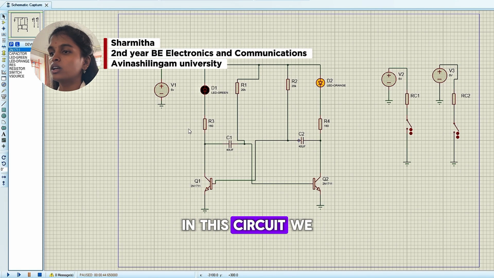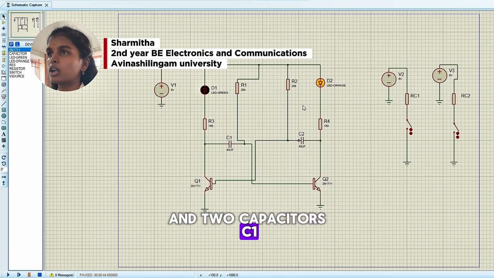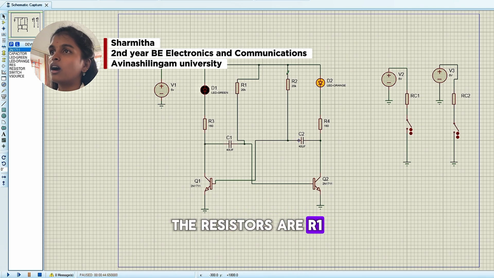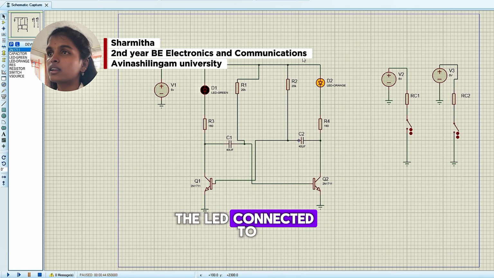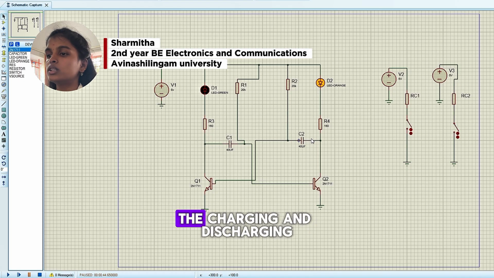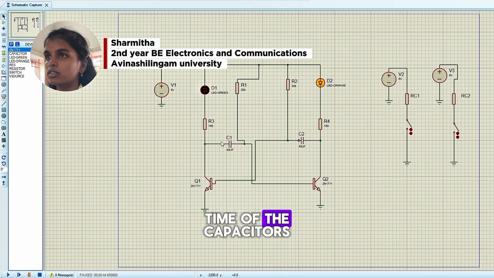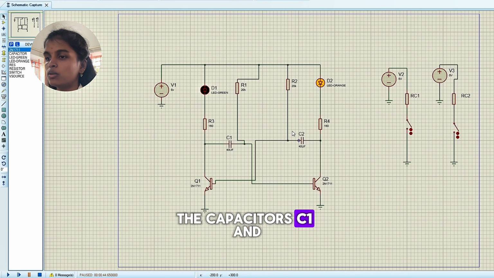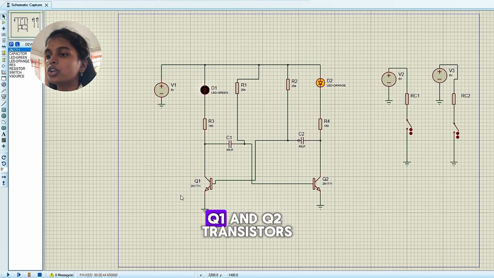In this circuit, we use two transistors Q1 and Q2 and two capacitors C1 and C2. The resistors are R1 and R2. The LEDs are connected on both sides. R1 and R2 resistors help to control the charging and discharging time of the capacitors. The capacitors C1 and C2 provide timing. Q1 and Q2 transistors act like a switch.